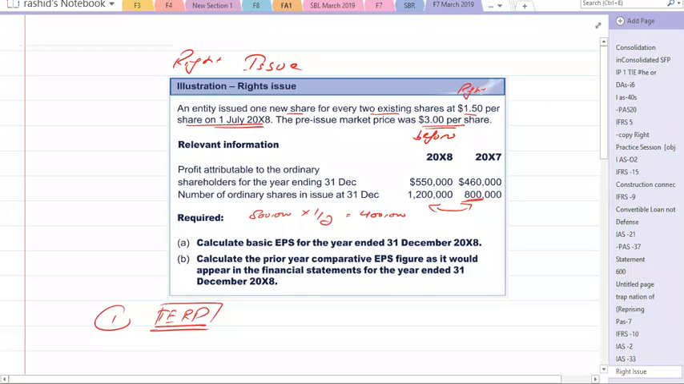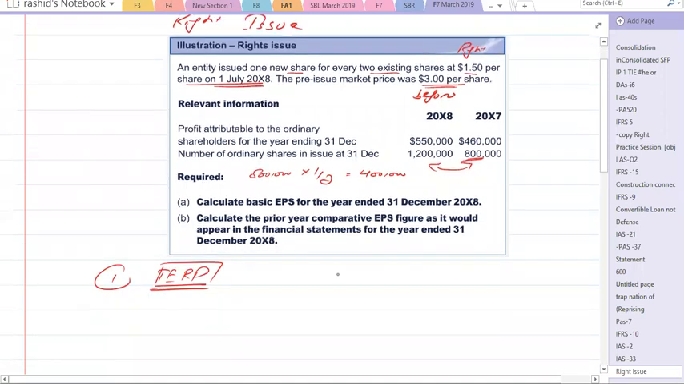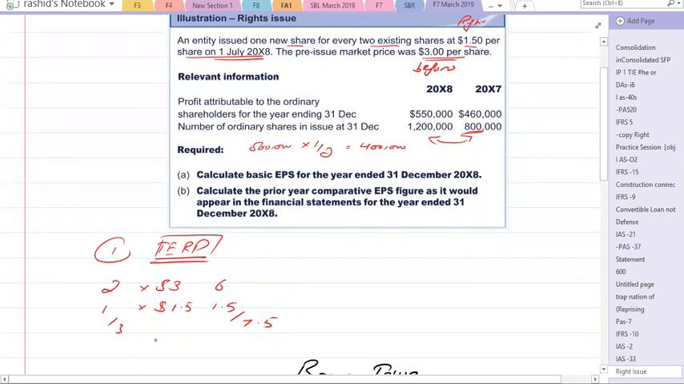Theoretical ex-right price is simply calculated as follows. First of all, you were having 2 shares, and the share price was $3 per share. It gives you total 6. And then 1 new share was issued at a price of 1.5. So 7.5 and 3 shares. So the theoretical ex-right price will be 7.5 divided by 3, so 2.5 is the theoretical ex-right price. And as I said, it is the price after the right issue.